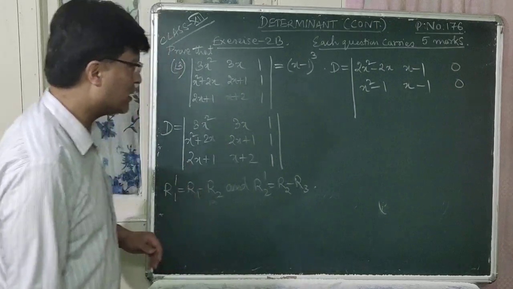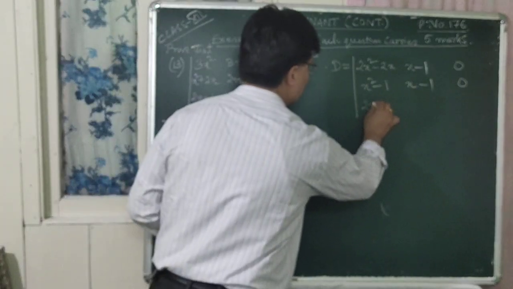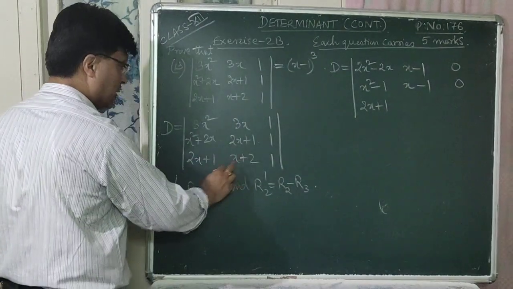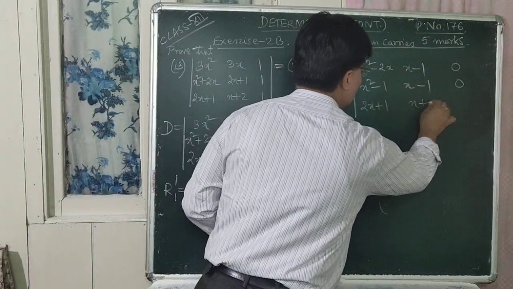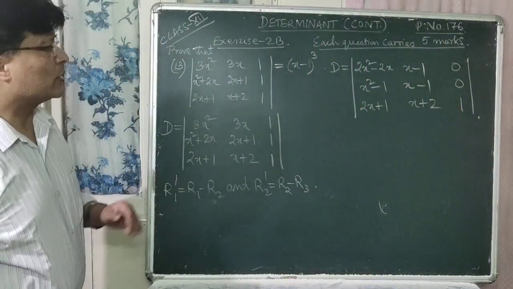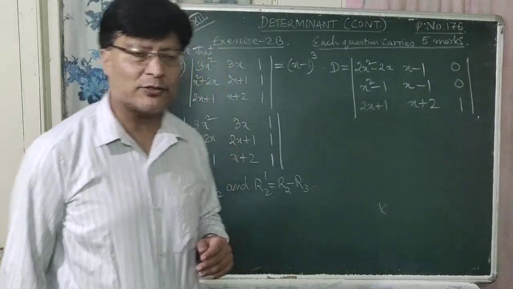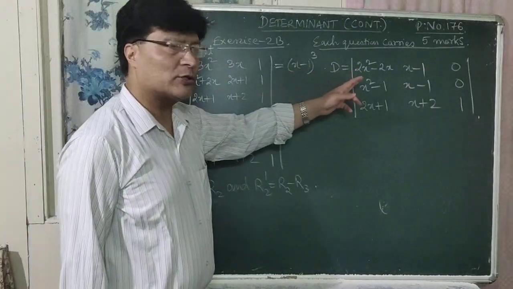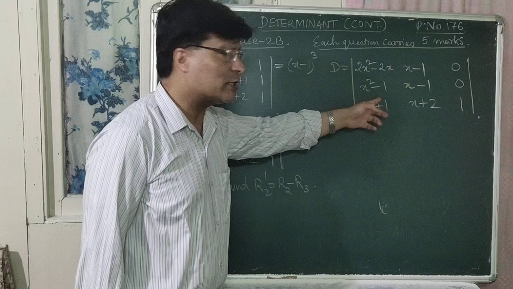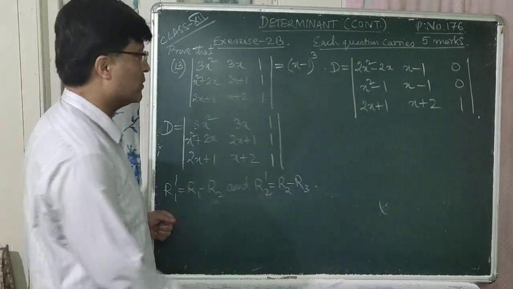What is the third row? Write down, you can copy it. That is 2x plus 1, this is 2x plus 1. Then x plus 2. Then it is 1. Right? So now you can simplify some particular terms there. That is 2x square minus 2x, 2x is common. X square minus 1, that is a square minus b square. That is, you know that it is a plus b into a minus b, right?